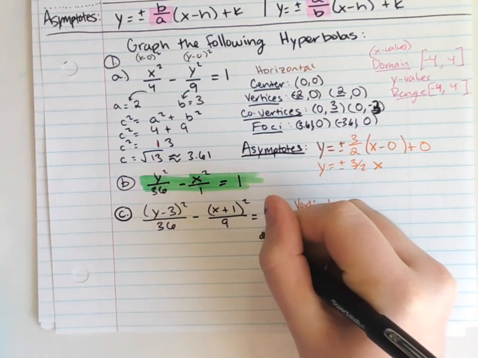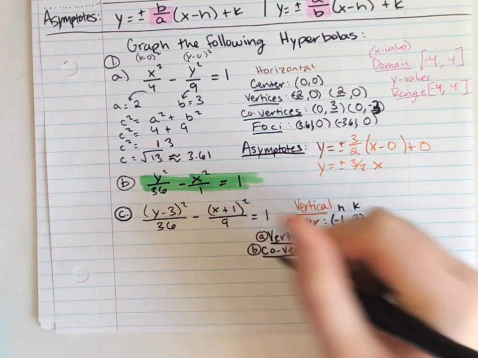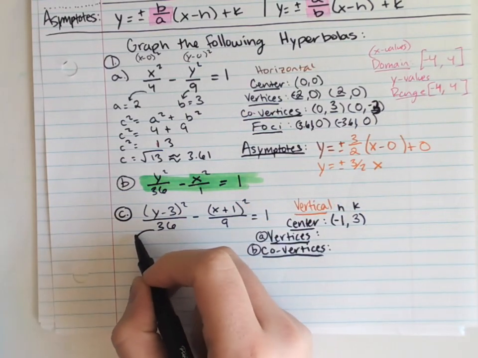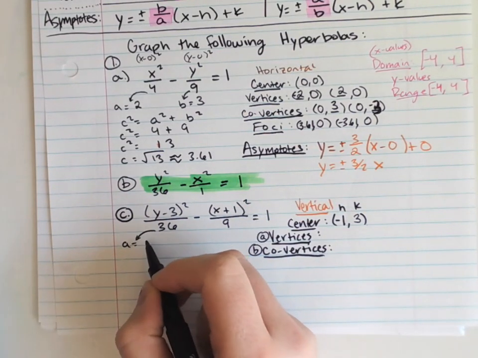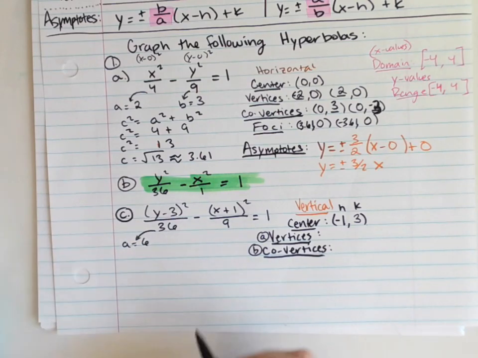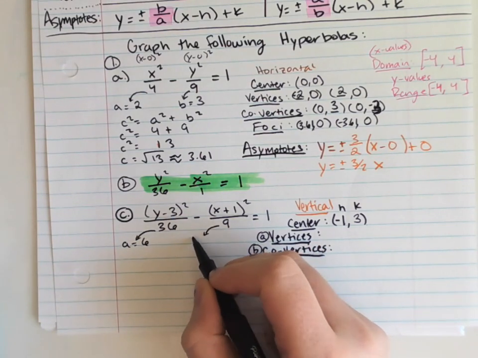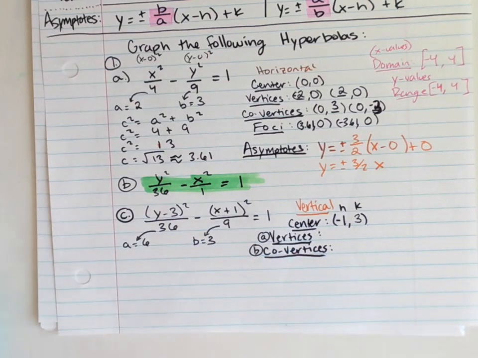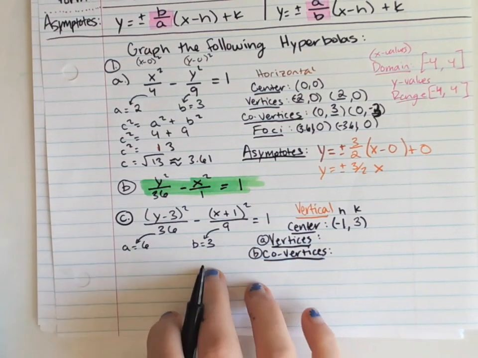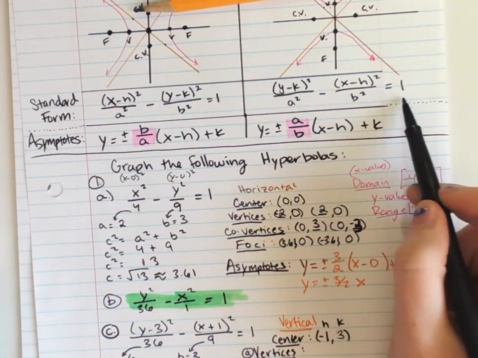So this regards to A and this is B. So if this is A squared, the A value is 6. If this is B squared, our B value is 3. Because remember, the denominators are both being squared in the equation.